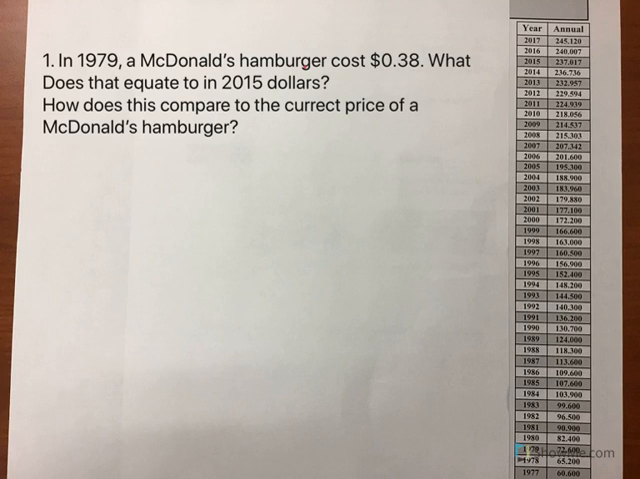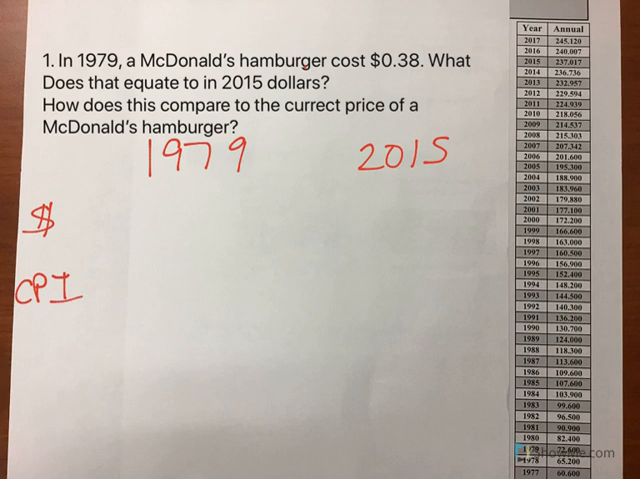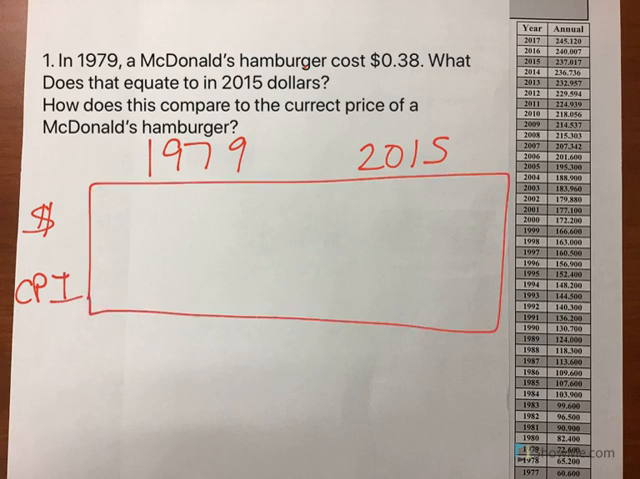So here's the deal. You know that you're going to have a CPI problem if you're comparing money over time. I have 2 years, 1979 and 2015. I'm comparing money, and to compare this over time, I need a CPI value. So these are the labels for my proportion.